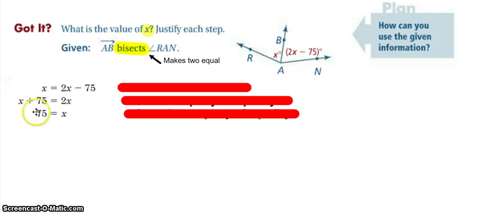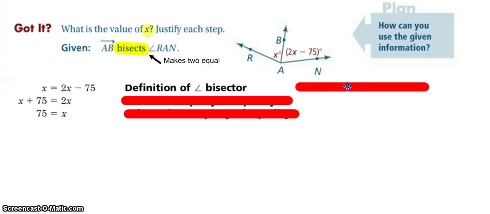And then I can bring my x over to the right by subtracting it to isolate the variable, and then I just find that x is 75. So now I need to justify those steps to actually write my proof. When I write my initial equation, you ask yourself, how was I able to write that equation? The only reason you're able to is because that was an angle bisector. So an angle bisector makes x equal to 2x minus 75.